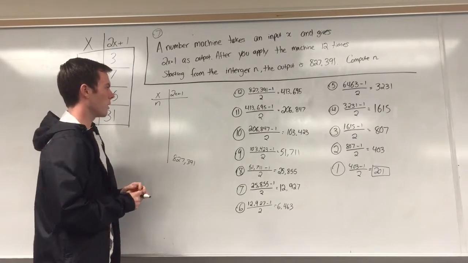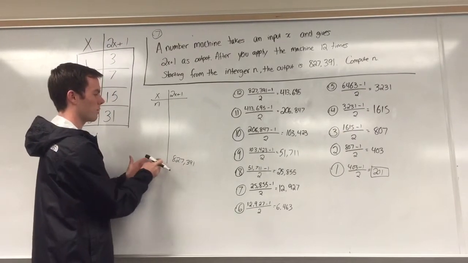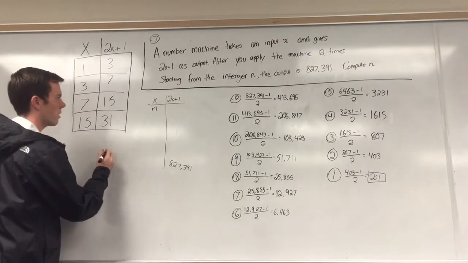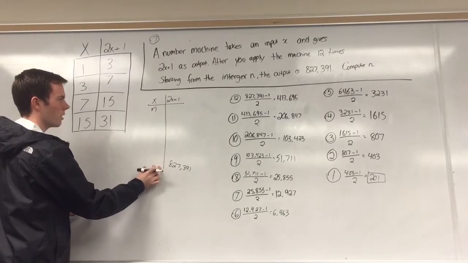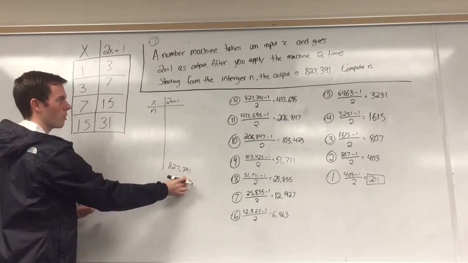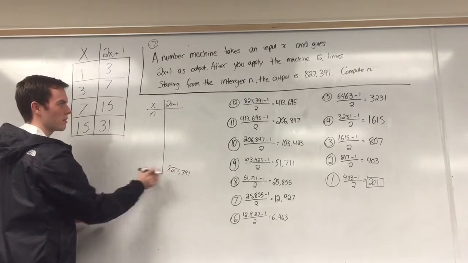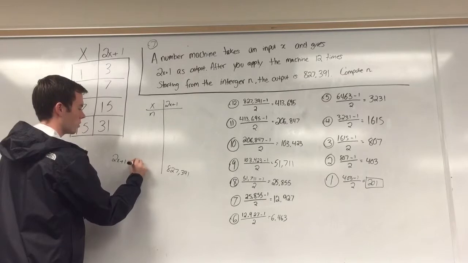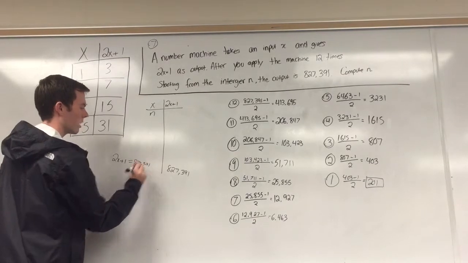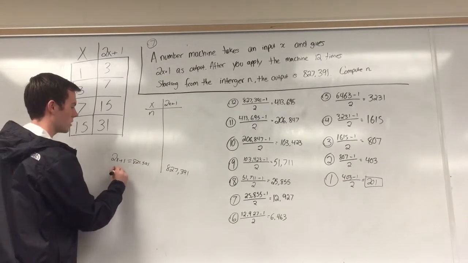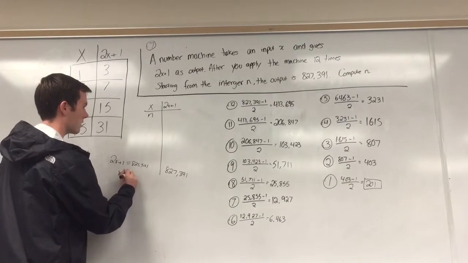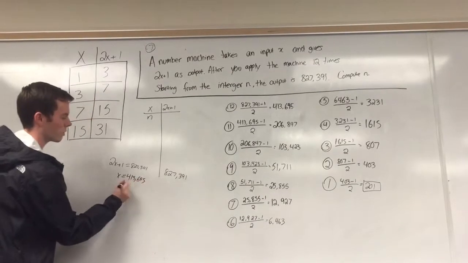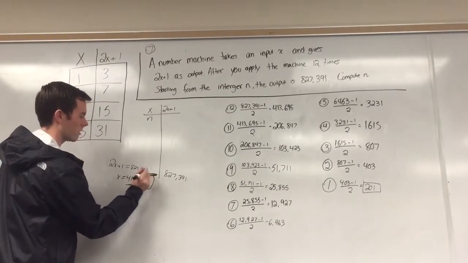So we need to find an equation that's going to help us find what this x is, since we're working backwards. We can use the 2x plus 1 over here. If we have a number plugged into that equation that gives us that number, we can set this equation equal to that to solve for x. So we have 2x plus 1 equals 827,391. When you subtract 1 and divide by 2, you get that x equals 413,695. So this number here is what's going to go into this spot here.